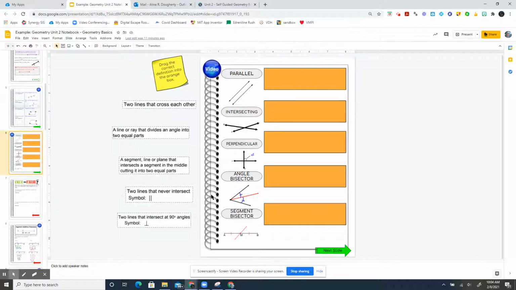So take a second and pause the video, drag these to where you think they need to go. I'm going to pause my video too, and then we'll compare notes when you're finished.